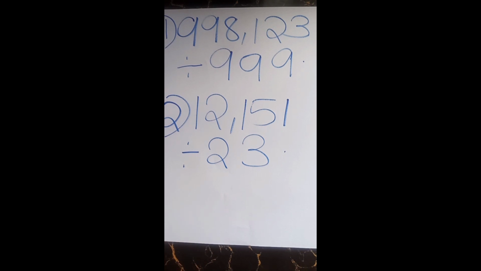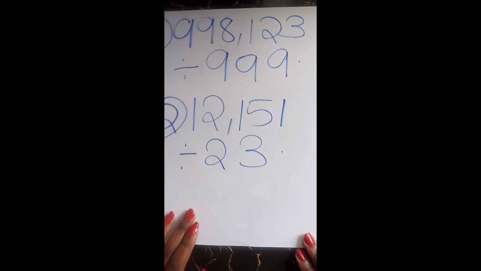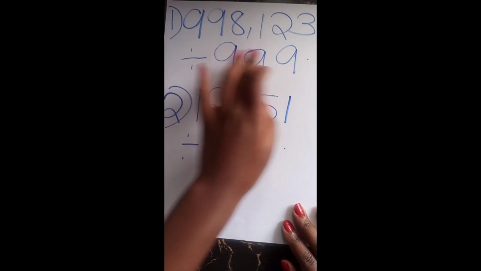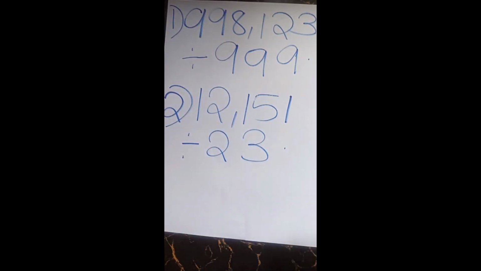But in a nutshell, a quotient is basically the answer to the division problem. What you get as your answer is what we call the quotient. And the dividend is basically the question itself. And the number that's being used to divide another number is what we call the divisor. So this is the divisor, this is the dividend, and the answer to the question will be the quotient.